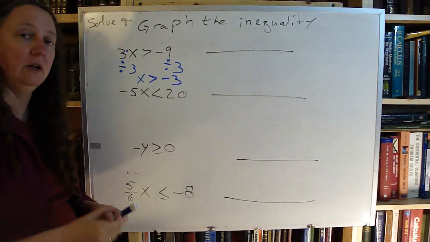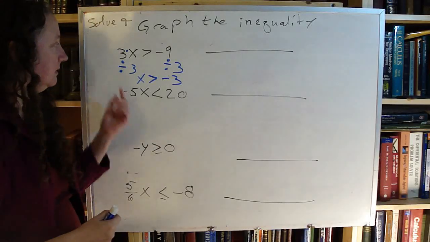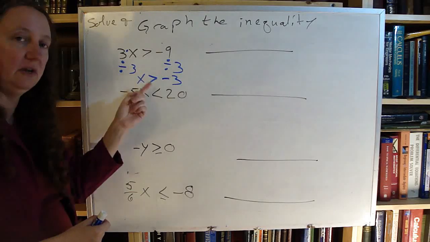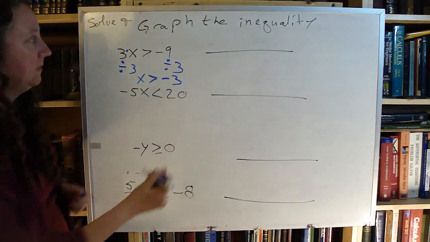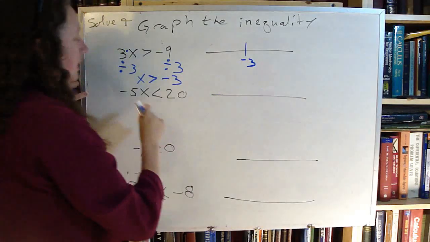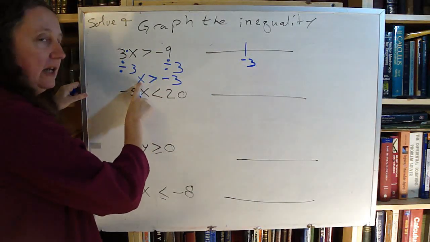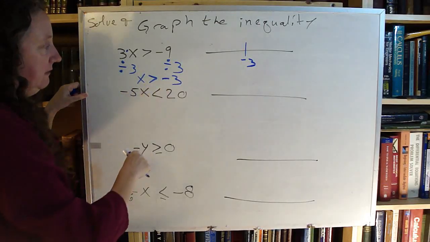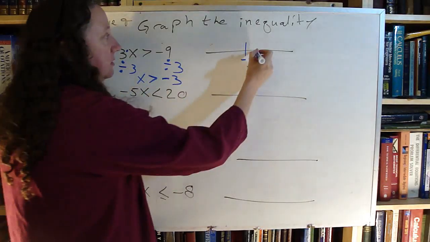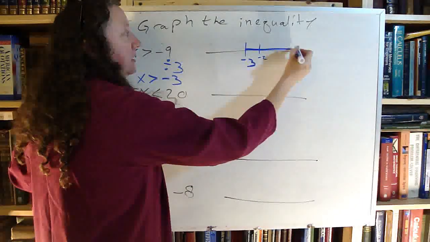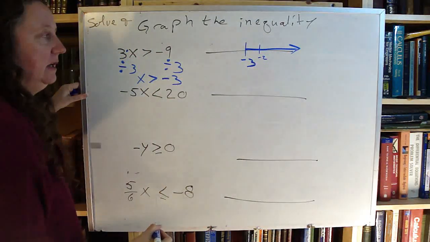I have to check, did I divide by a negative? No. So my sign stays the same. Graphing it, I find my negative 3. X has to be greater than that. So if I say negative 2 compared to negative 3, that would work. So I draw my line in the direction of that negative 2.